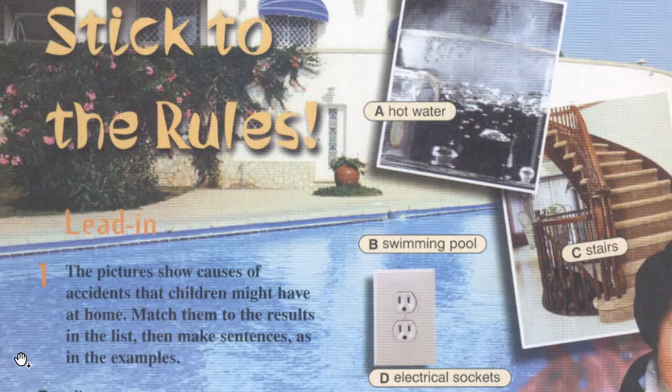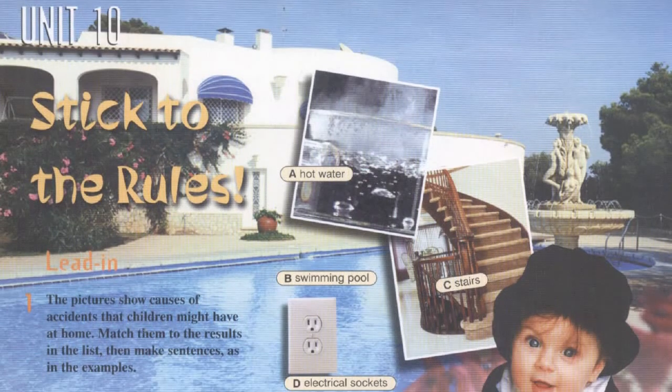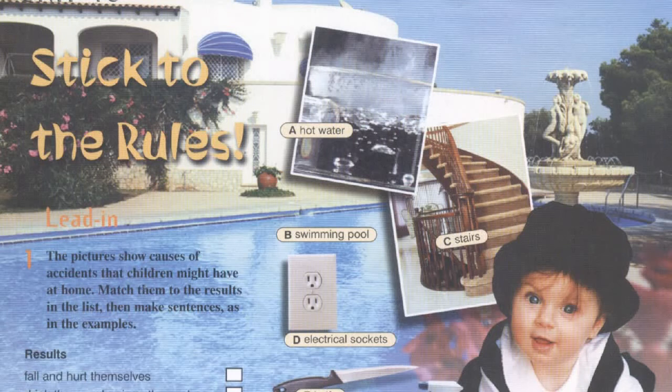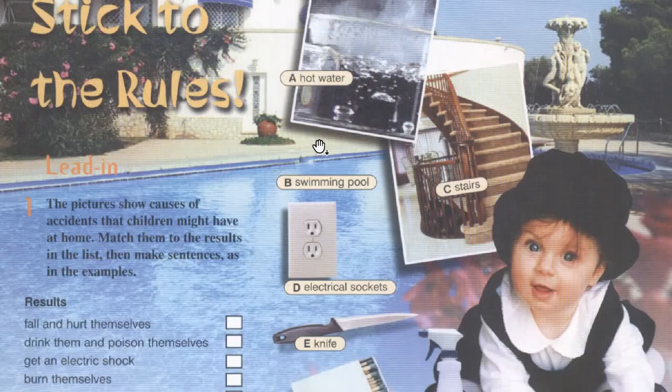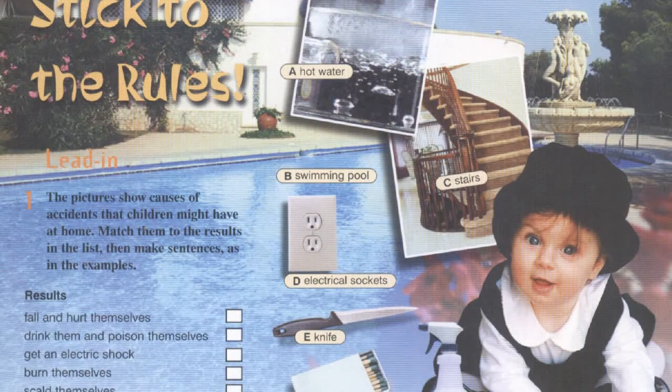First of all, look at the pictures because we're going to start with the lead-in, which is the introduction or warm-up. I want you to focus on the pictures and the title. Picture A, in the middle of the page, says hot water. And picture B says swimming pool. Okay, so hot water, swimming pool.